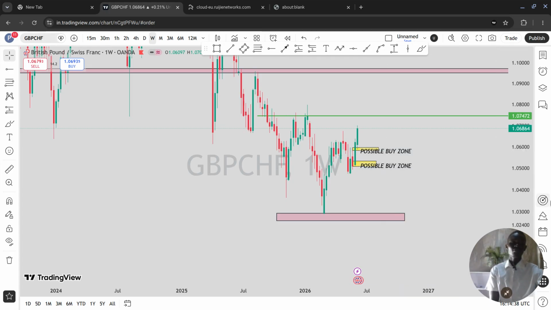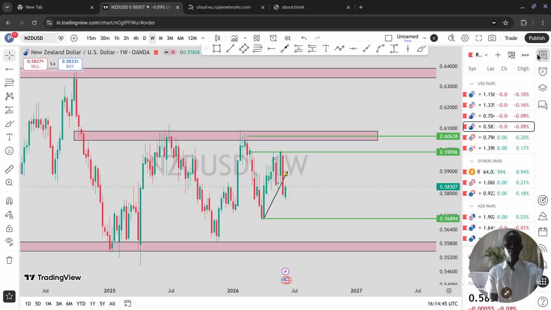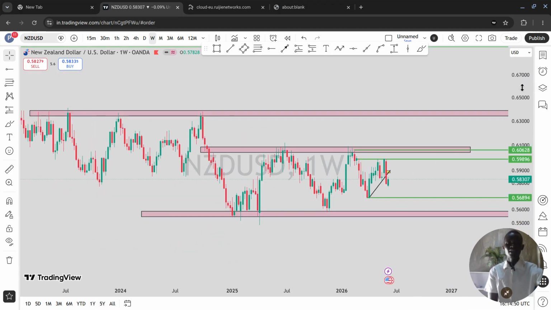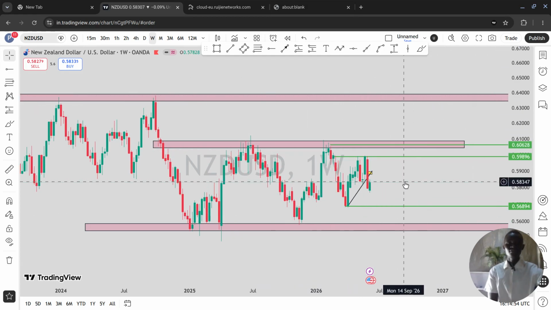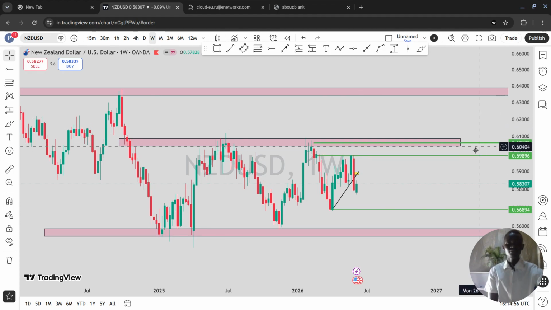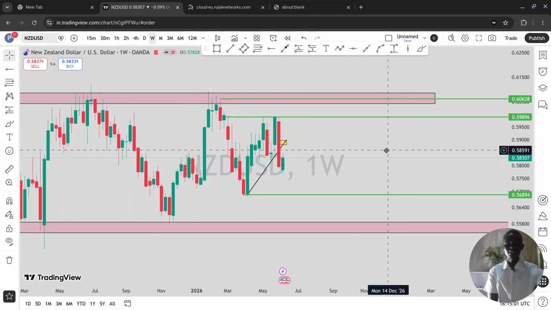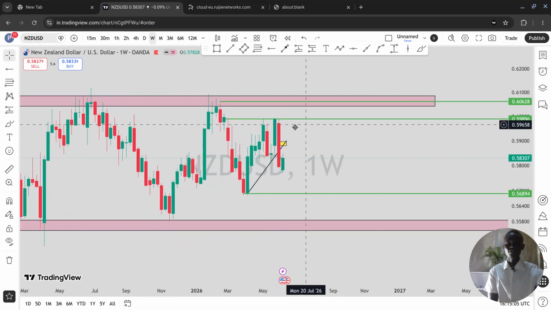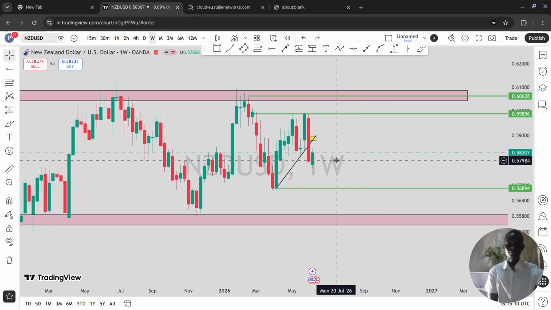So first and foremost, I'm having NZDUSD right here. NZDUSD has been consolidating for quite some time now, and this is the weekly time frame for NZDUSD. As you can see right now, after a lot of consolidation, it has already given us some direction here.